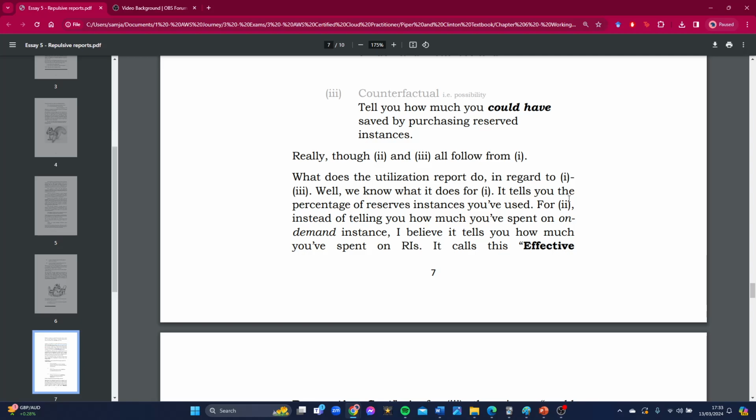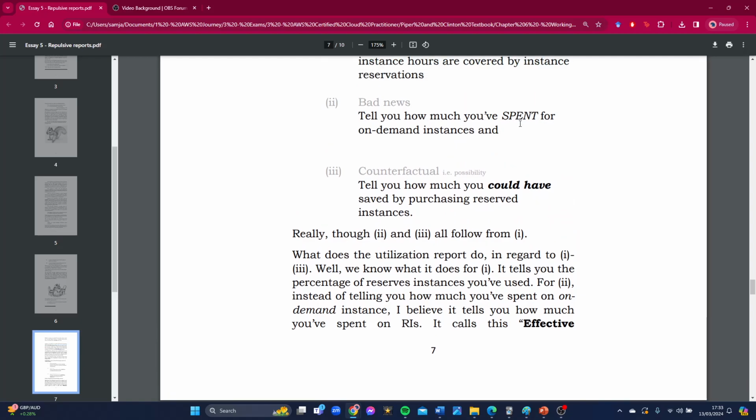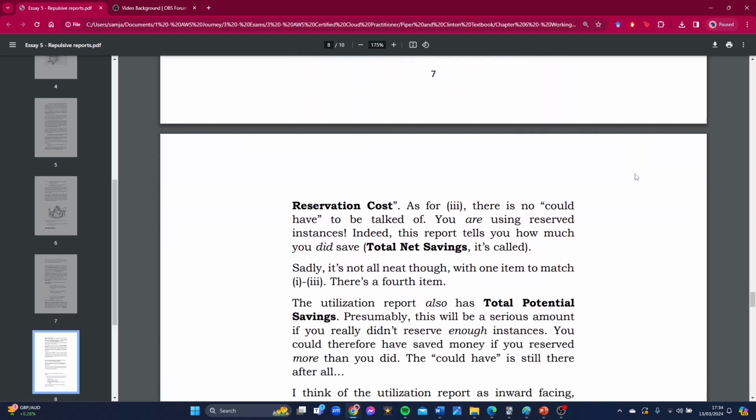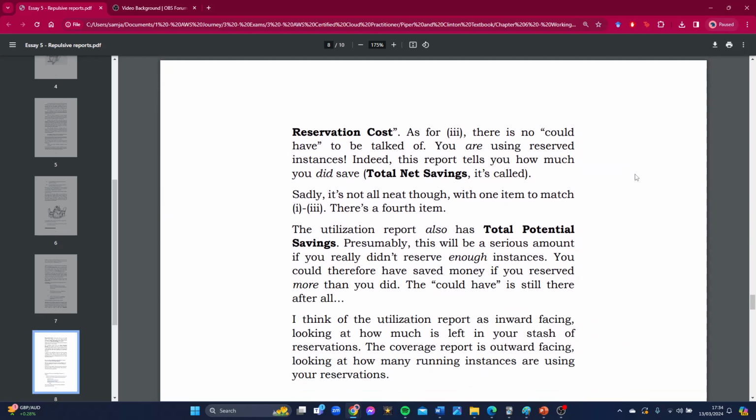Okay. What about that second idea? How much you've spent on on-demand? Because that's another thing that the coverage report tells you. How much you've spent on on-demand, like a fool. Well, for that, instead of telling you how much you've spent on on-demand, the utilization report tells you how much you've spent on reserved instances. It calls that the effective reservation cost. So there's a kind of mirroring between the two reports. One tells you how much you've spent on reserved instances, one tells you how much you've spent on demand.